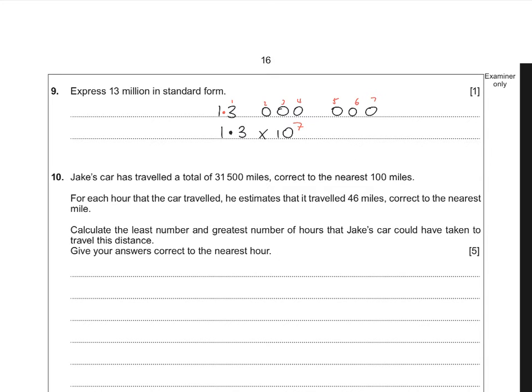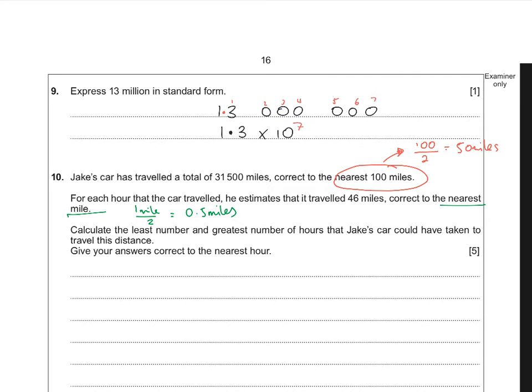Number 10, it says Jake's car has travelled a total of 31,500 miles, correct to the nearest 100 miles. If it ever says anything like that, this is something called upper and lower bounds. To work out the upper bound, you must halve that number and add it on. To work out the lower bound, you must halve the number and take it off. So that's the first thing I've seen with nearest, and I can see another one here. It says to the nearest mile. If we're talking to the nearest mile, we're talking to the nearest 1 mile, so we'd halve that and get 0.5 miles.